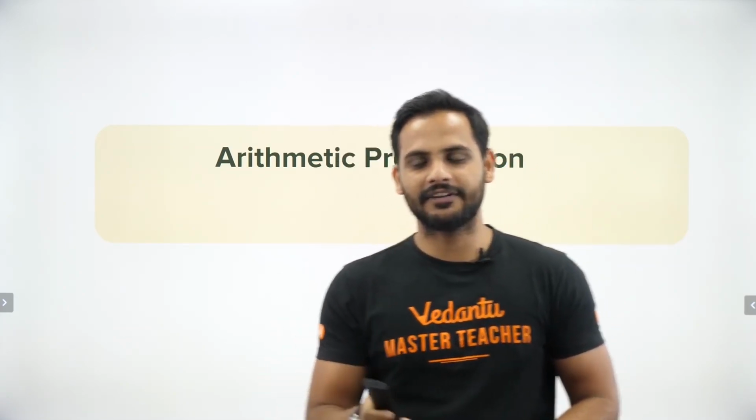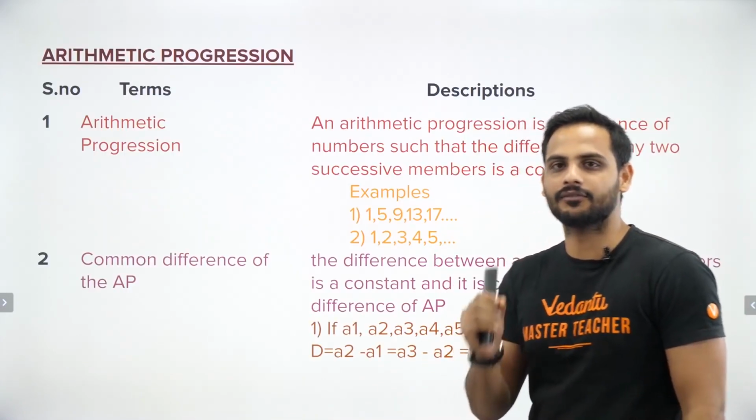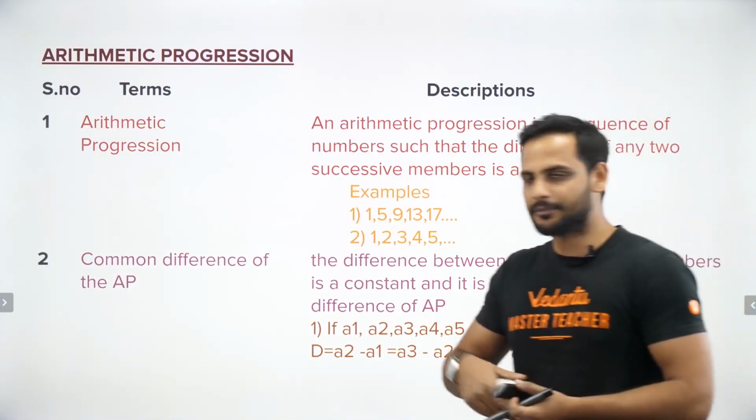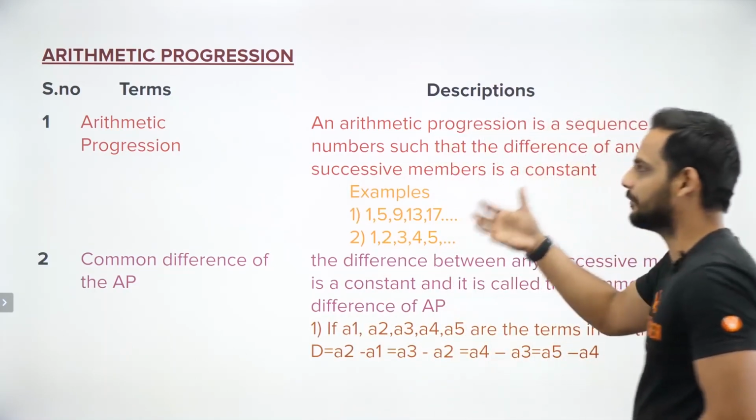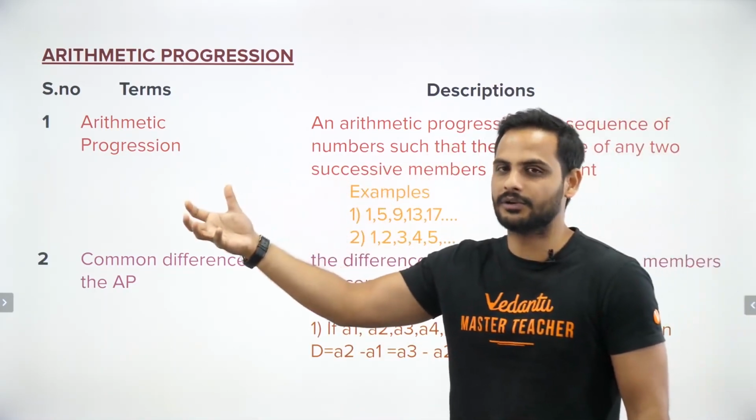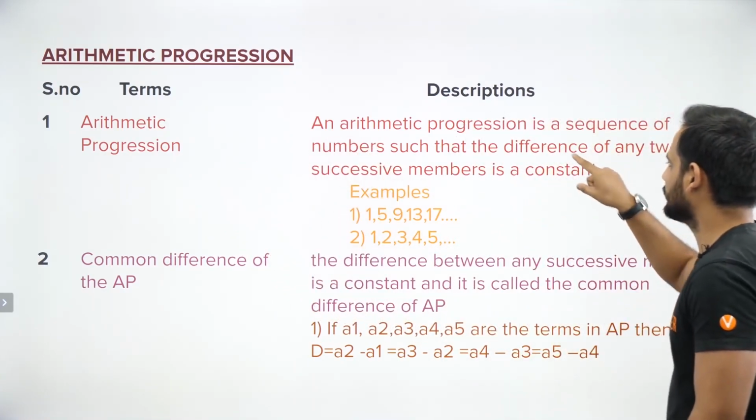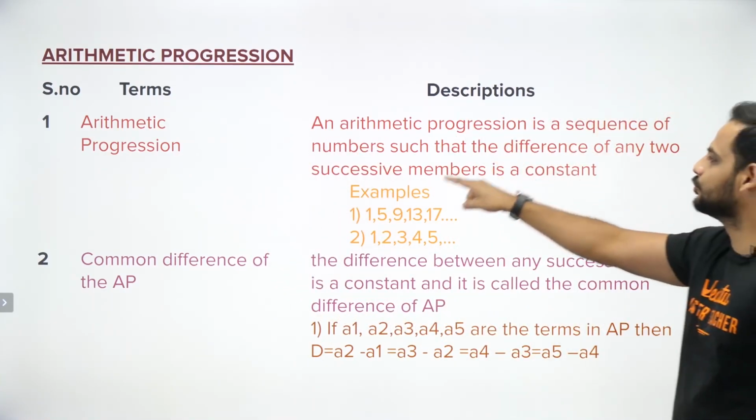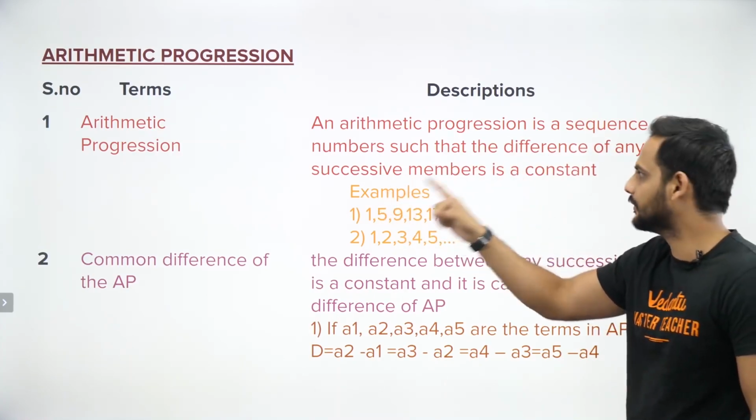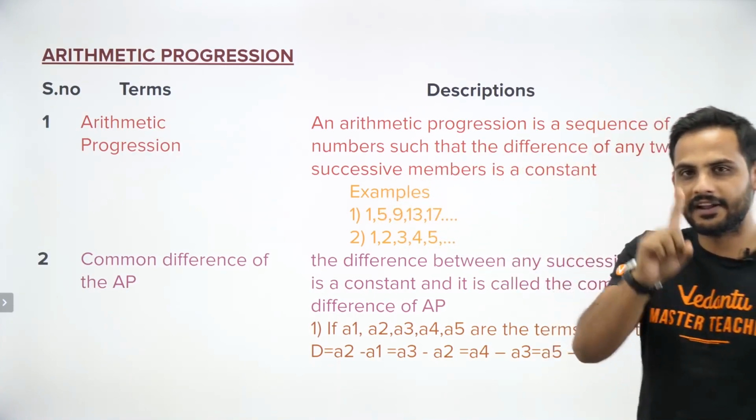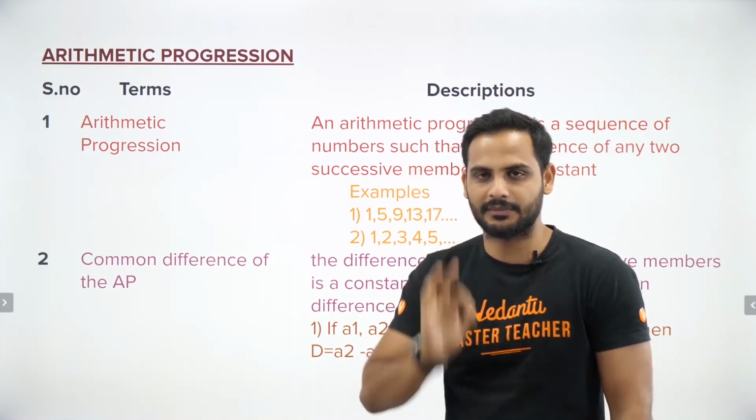Let us start the session with the very basics of AP. First thing, what is an arithmetic progression? Arithmetic progression is a sequence. That means the numbers are arranged in a particular order. What is the rule for the particular order? The rule is the difference of any two successive members or the consecutive members is a constant. Difference has to be constant in the arithmetic progression.